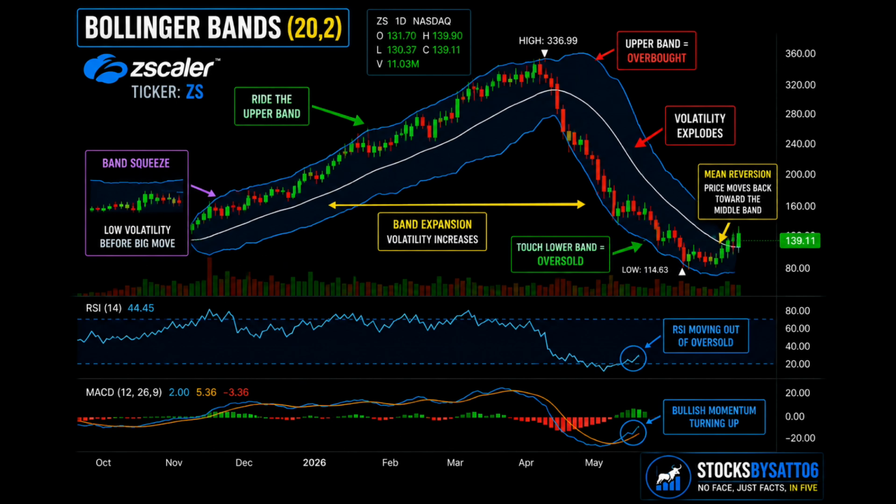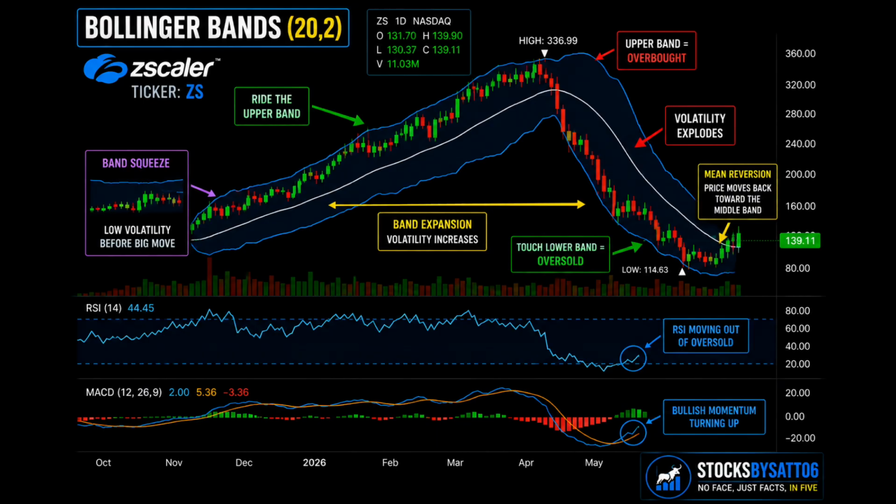Now let's look at Zscaler. Before earnings, ZS was trading near the upper Bollinger Band. That's usually a sign of bullish momentum. Buyers were in control, the stock was climbing, and technical indicators were generally supportive of the move. Then earnings arrived. The company actually reported strong results and beat earnings expectations. Normally, that would be enough to send a stock higher. But management issued cautious guidance for the upcoming quarter, and investors focused on that instead of the earnings beat.